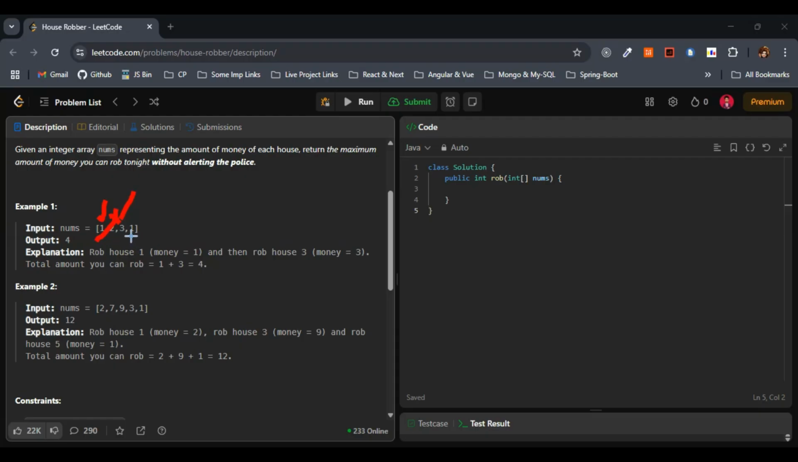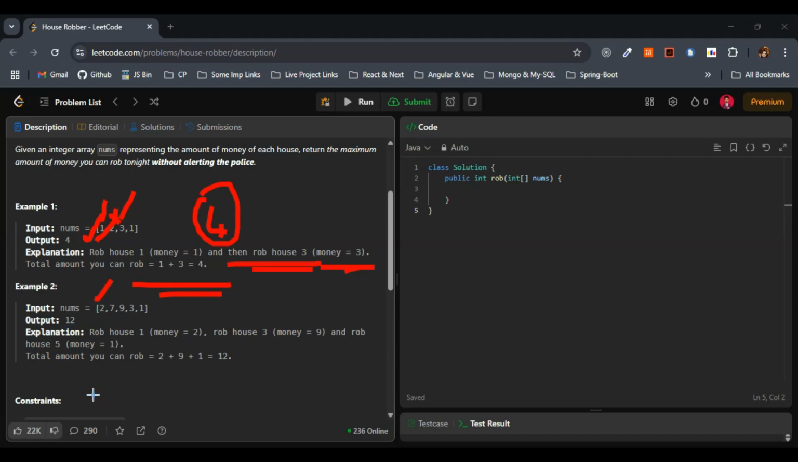We have to find out the maximum amount without alerting the police. Here 2 plus 1 will give us 3, and 3 plus 1 will give us 4. So the maximum of 3 and 4 is 4. So in this case we have to return 4. Rob house 1, money equals 1, and then rob house 3, money equals 3. So the total amount we can rob is 1 plus 3. That's what they have given here.